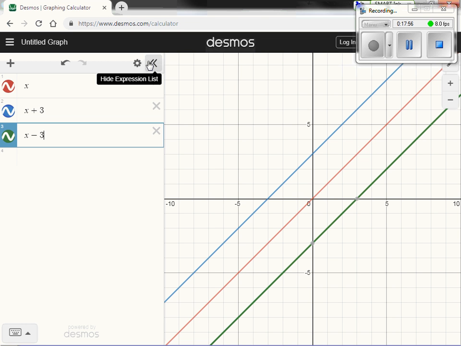Now, we don't really talk about left and right with linear functions. We mainly talk about up and down. Questions on this here?